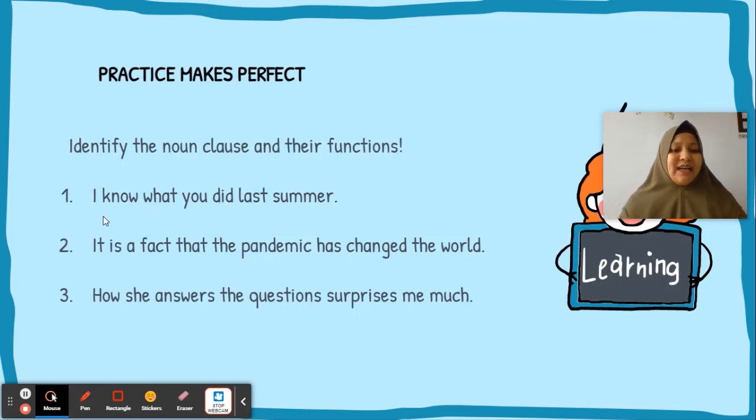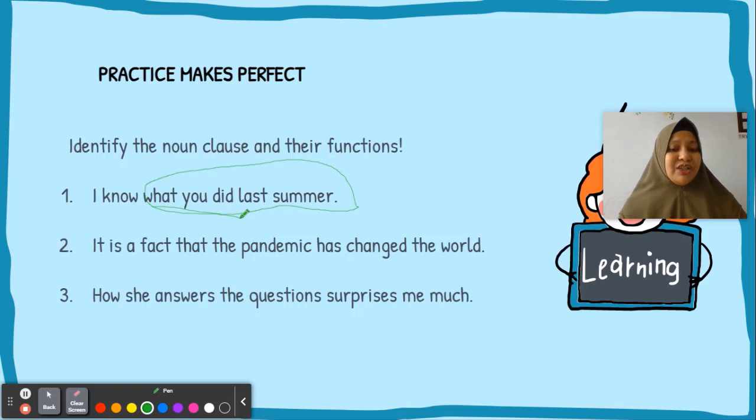Number 1, I know what you did last summer. Okay, this is the title of a movie from a long time ago. Which one is the noun clause? Good. The noun clause is what you did last summer and it functions as object. Good.